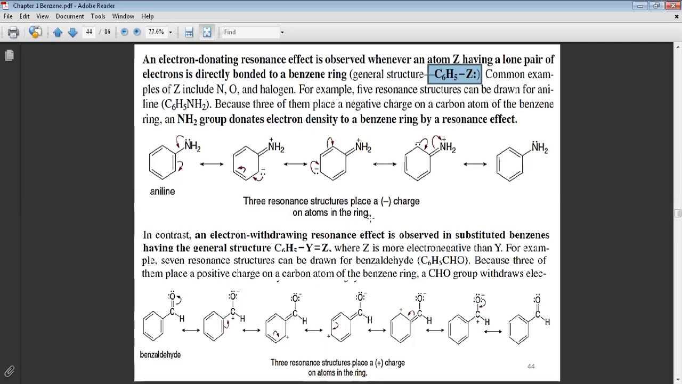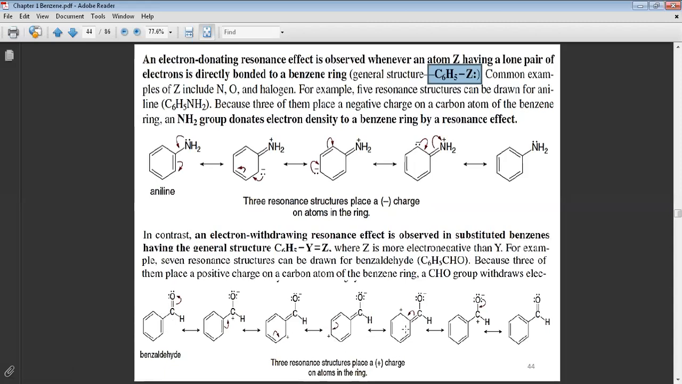Okay, now. Where Z is more electronegative than Y. For example, we take the benzaldehyde compound. Seven resonance structures can be drawn from the benzaldehyde. This is the benzaldehyde, abbreviated. Okay, this chemical formula, because three of them place a positive charge.